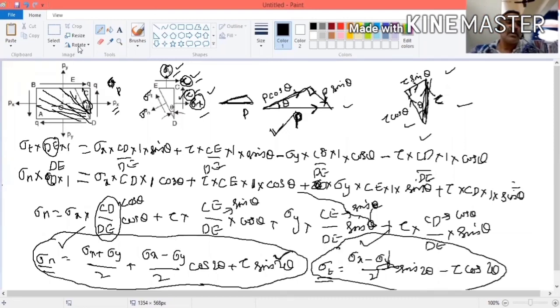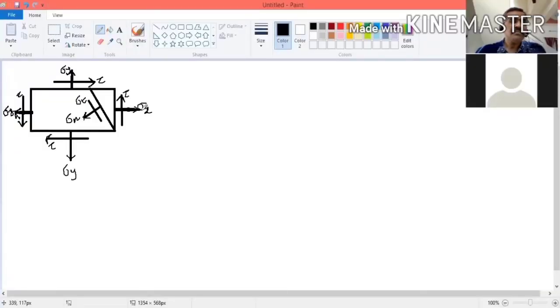Now see, this is the system of forces acting on the member. Our interest is to find sigma n and sigma t. I have taken a plane which is at an angle of theta from the vertical. Normal to the plane is sigma n, parallel to the plane is sigma t. These two we need to calculate.